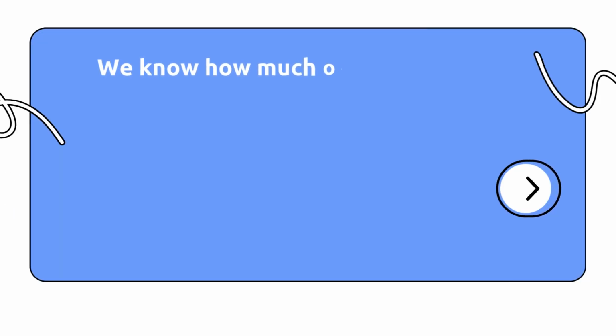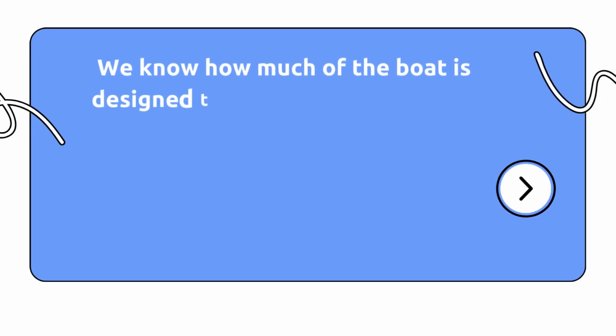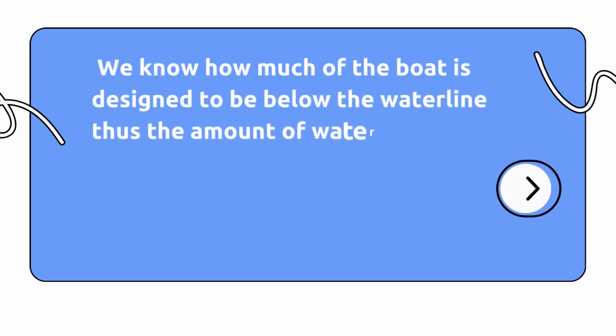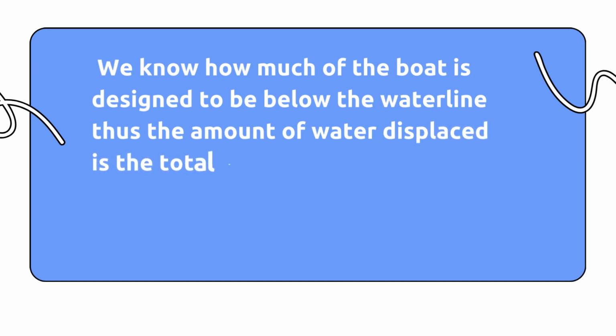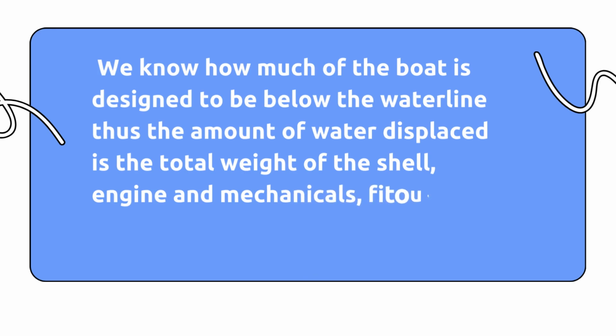Now we know how much of the boat is designed to be below the waterline, the draft. Therefore, we know the amount of water to be displaced is the total weight of the shell plus the weight of the engine, the mechanicals, the fit out, and the ballast.